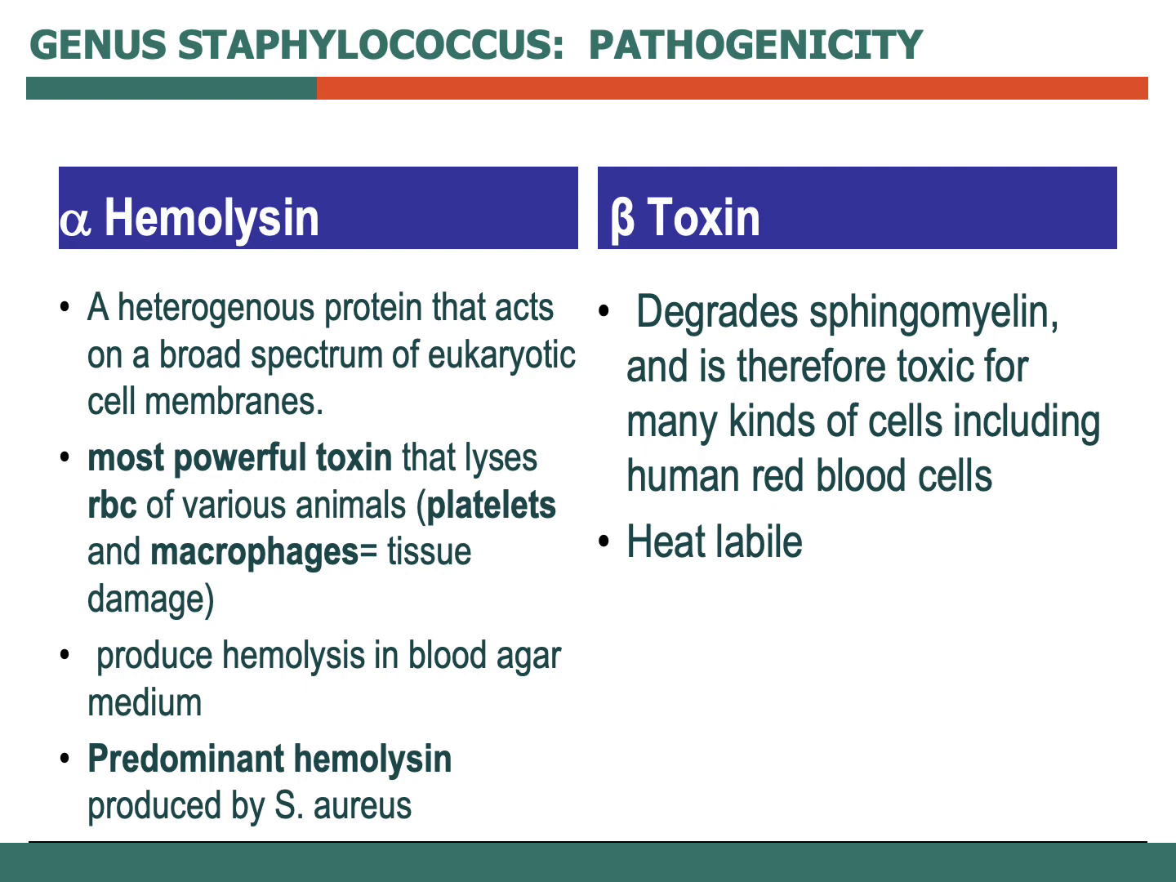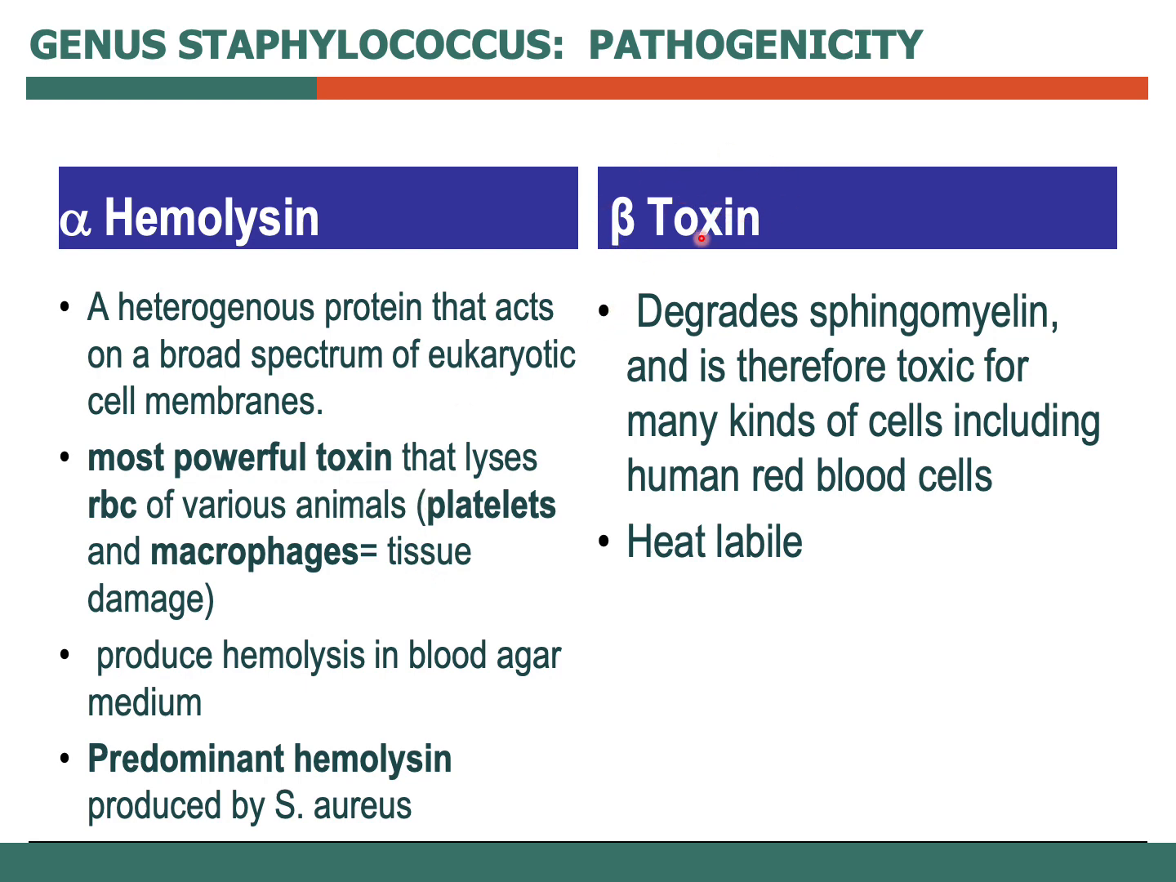Now the 4 types. Your alpha hemolysin is the most powerful hemolysin that lyses RBCs of various animals, including platelets and macrophages. So this leads to tissue damage. This is the predominant hemolysin produced by Staphylococcus aureus. Generally, your alpha hemolysin disrupts smooth muscles in blood vessels, and these are toxic to RBCs and even to hepatocytes and platelets.